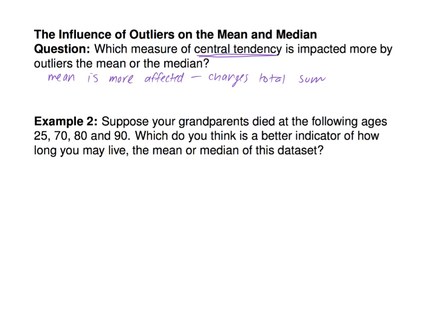Okay, so here's an example. Suppose your grandparents died at the following ages: 25, 70, 80, and 90. Which do you think is a better indicator of how long you may live, the mean or the median? Let's actually find them to show how different they are, okay?